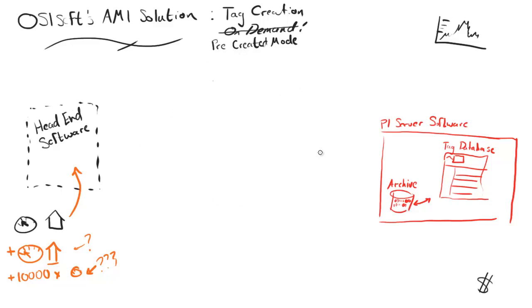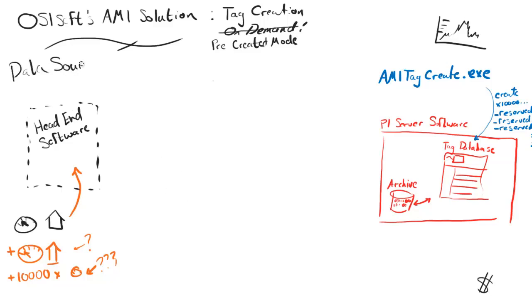But we can make sure that problem won't be encountered if we just create a lot of tags in the first place. So before we install and start running PiSCC, we'll run something called AMI tag create.exe. With this, we can create a number of reserved tags. And these will be just named _reserved1, _reserved2. And what they allow us to do is to have a bunch of empty reserved spaces in the tag database and in the archive. So when we create those hundreds and thousands of tags, we already have spots for them.